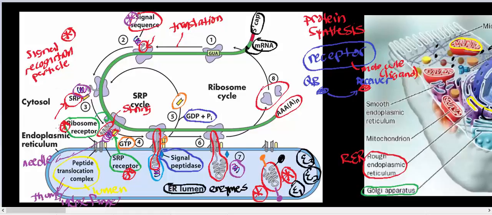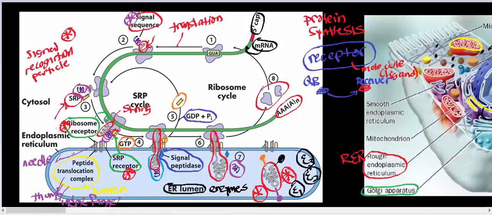And then I did the analogy of the needle, where you're running the thread through the cloth to sew the hole in your clothes, right? The peptide translocation complex is the thumb and index finger. The signal sequence is the needle, and the string is just the remainder of the protein that's being synthesized. The peptide translocation complex grabs a hold of the signal sequence and guides the protein into the rough ER lumen while the ribosome continues to translate. Eventually you'll get the whole protein into the rough ER lumen. You'll hit a stop codon, right? That'll code for a release factor, and then the ribosome dissociates.